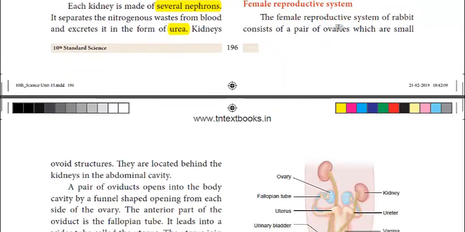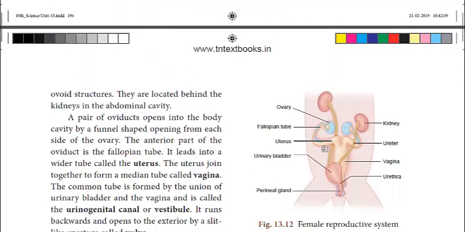Female reproductive system. Female reproductive system of rabbit consists of a pair of ovaries which are small ovoid structures. We will see now the female reproductive system. You can also see the kidney and ureter, urinary bladder, urethra, and the reproductive organs also associated with the same system. You can see a pair of ovaries, left side one and right side one. You can see a fallopian tube, and this full portion is called a uterus, and here it joins the vagina.